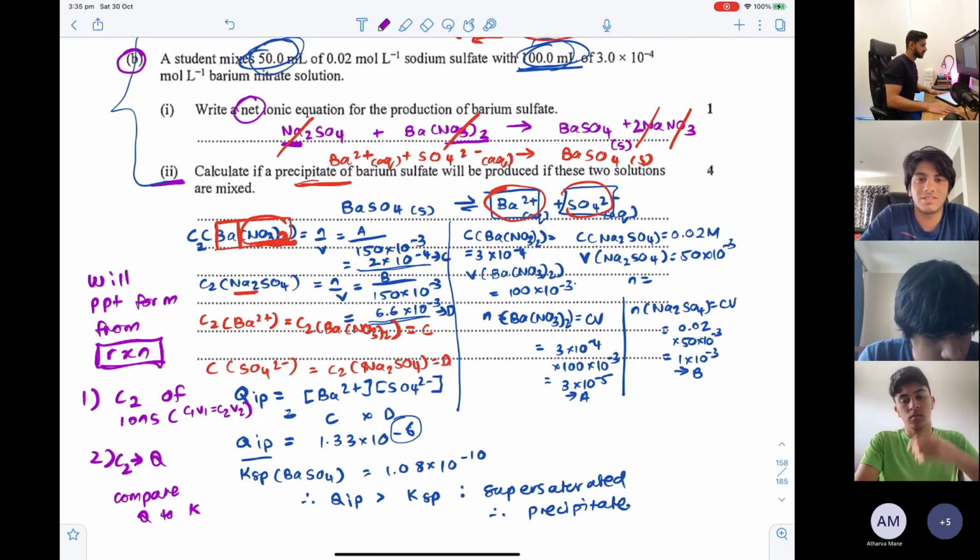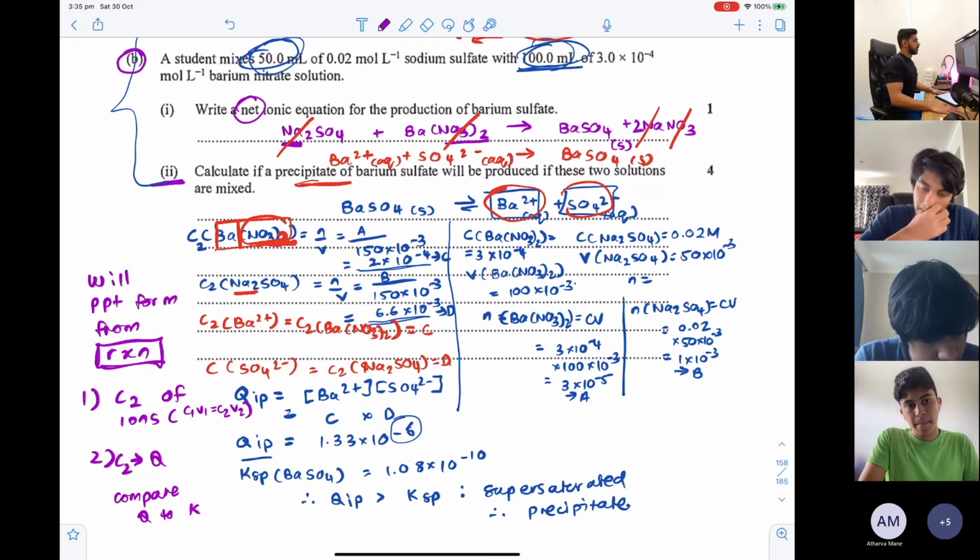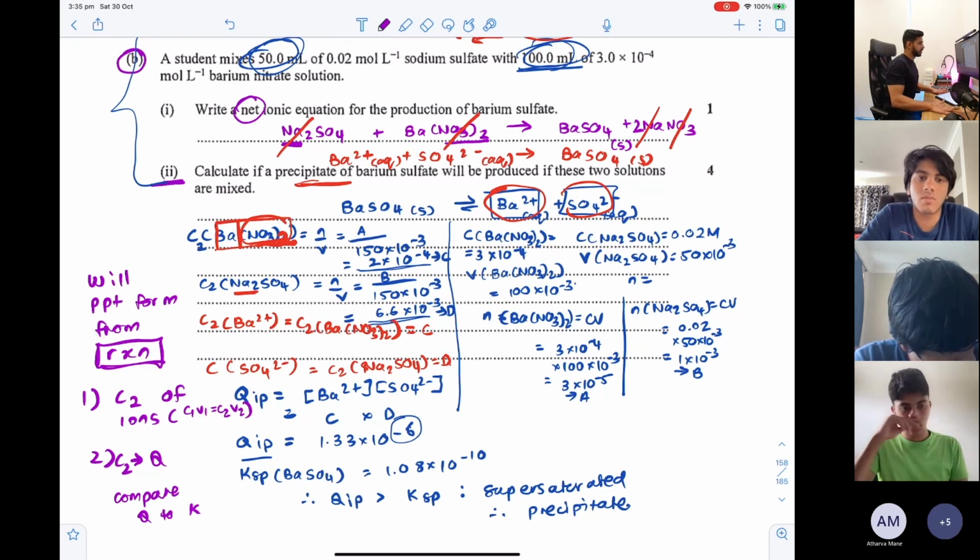The equation, data, find C2 using dilution or the method we did, which is find the number of moles and then divide by the new volume. And then finally, compare Q to K. Any questions at all?